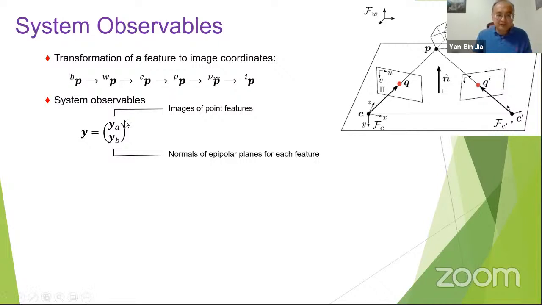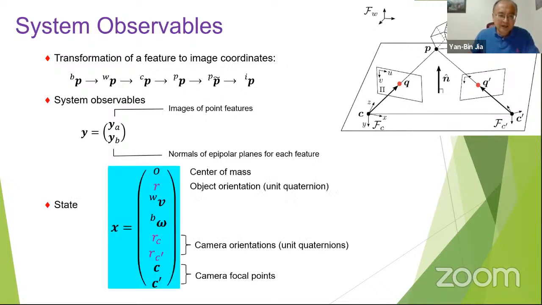So the system observables are the images of the point features, and also, because of these two cameras in the epipolar position configuration, we use the normal epipolar planes for these features. We get 27 variables, including center of mass and object orientation by quaternion. We also have the camera orientations, because the camera orientation is not exactly known, even though they are known to a good approximation. And then we have the velocity and angular velocity. We also have the camera's focal points.